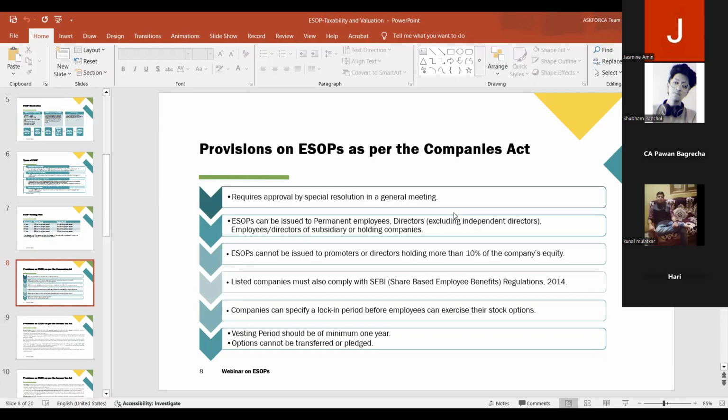Sumit, I will check this rule. I will revert to you. As per my knowledge, it is not allowed. We will check and revert.